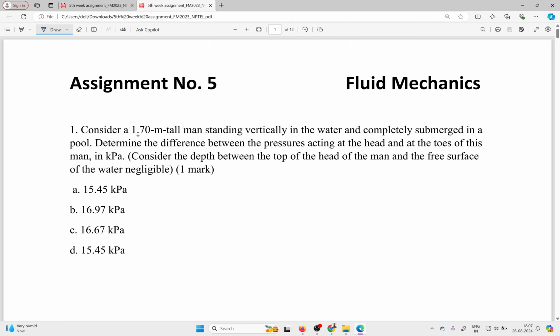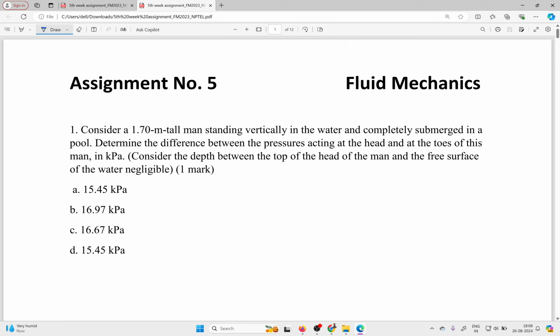Question number 1. Consider a 1.7 meter tall man standing vertically in water and completely submerged in a pool. Determine the difference between the pressure acting at the head and at the toes of this man in kilopascal. Consider the depth between the top of the head of the man and the free surface of the water negligible. So which option will be correct?